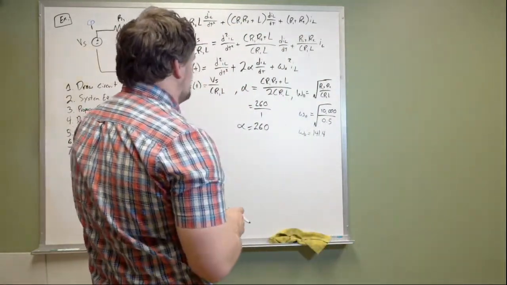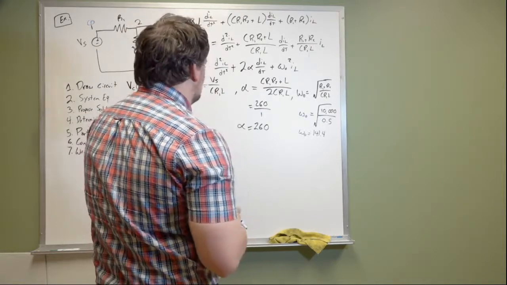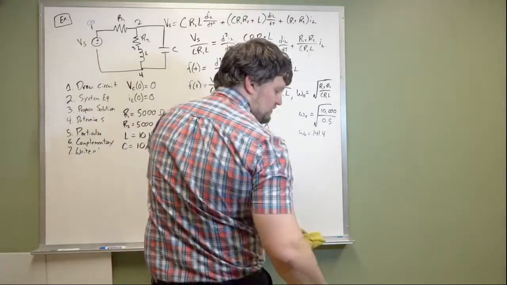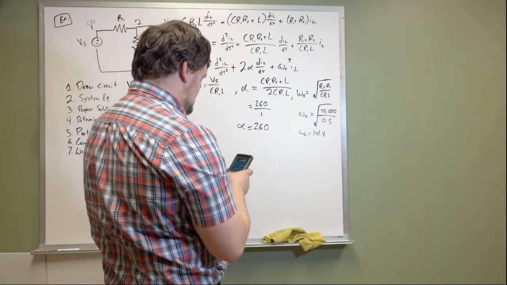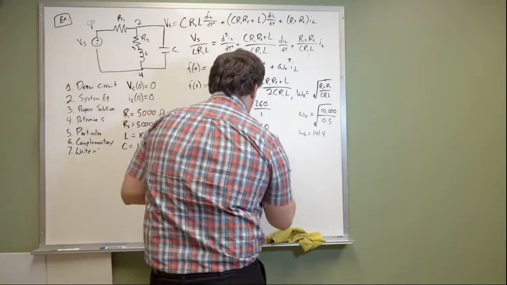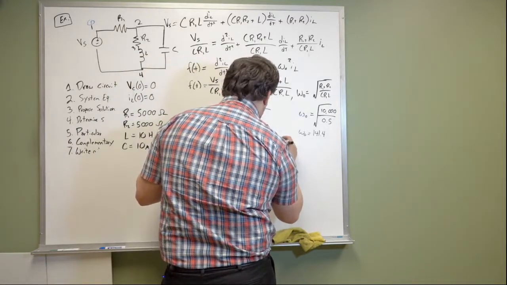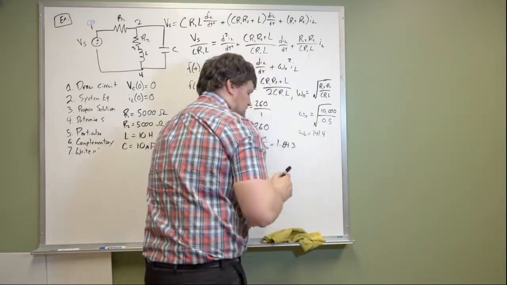I guess I could just give you the alpha and omega naught values and just say, here they are. That might be easier, but it doesn't matter. We've got this. Our zeta value here is going to be 260 divided by 141.1. So zeta is equal to alpha over omega naught, which is equal to 1.843.